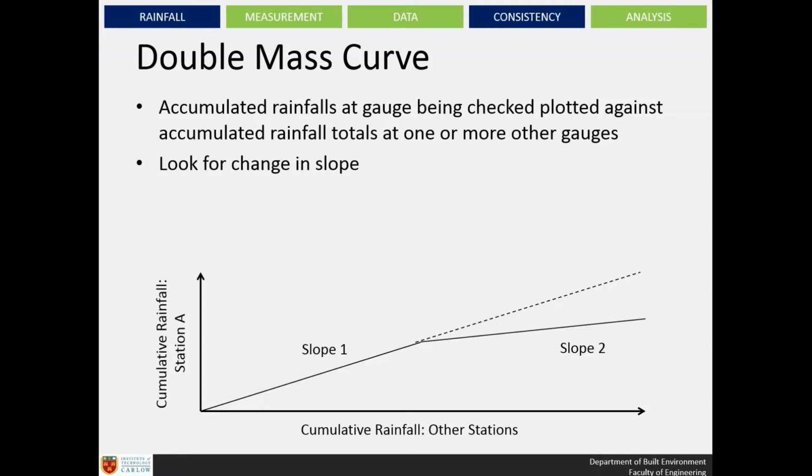And what you're looking for is a change in slope. While there's short-term variability in rainfall records, if you look at it over a longer term using cumulative rainfall, there'll typically be a relatively linear relationship between two adjacent rain gauges. So you should get something approximating a straight line. What you're looking for is any significant deviation from that straight line or an obvious break in slope. You can see here, for the initial period, slope 1, there was this linear relationship, and then at some point that relationship significantly changed. So if you were looking at that, you'd go, okay, something happened around there and I need to look at it.